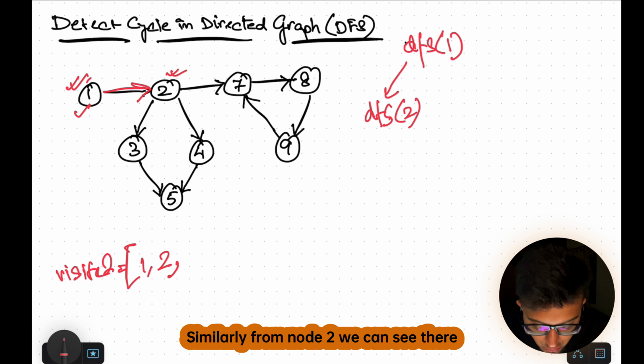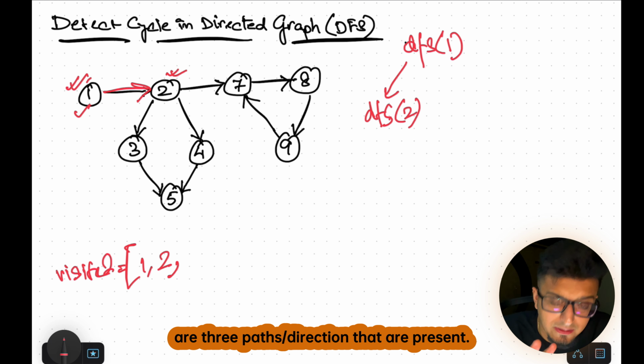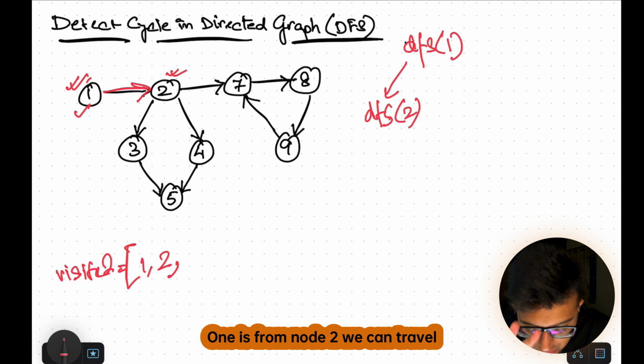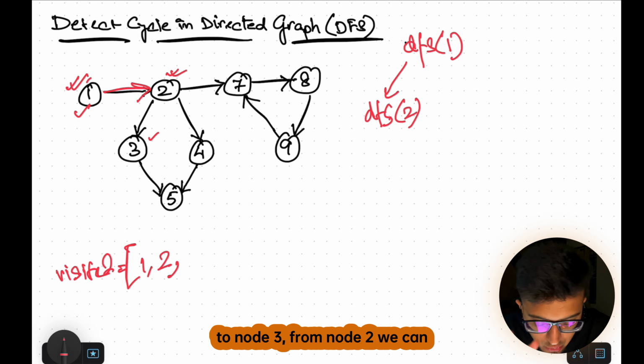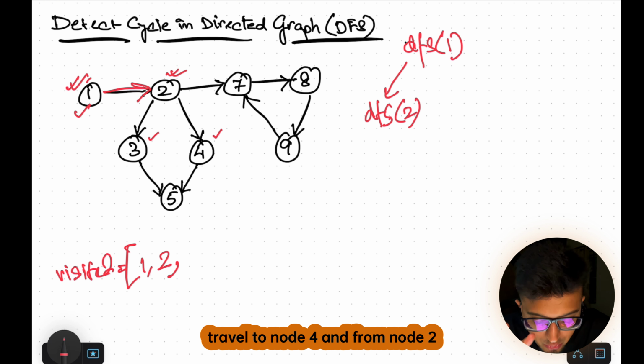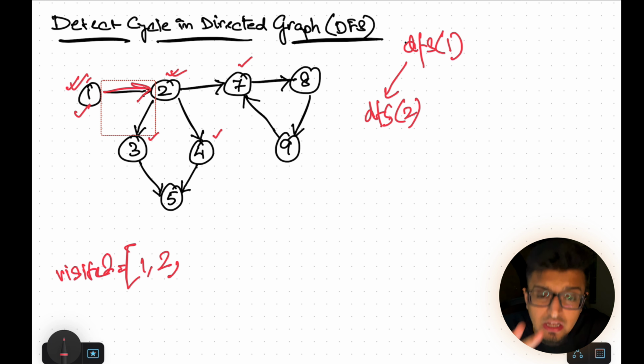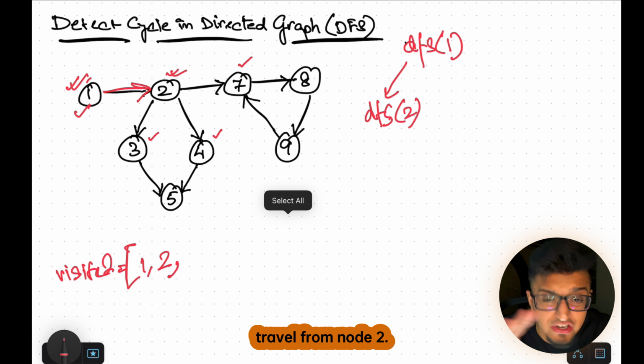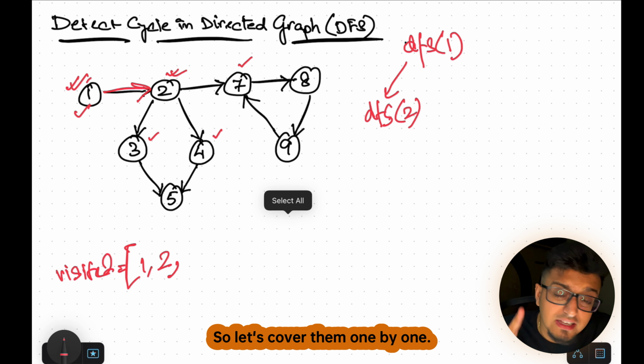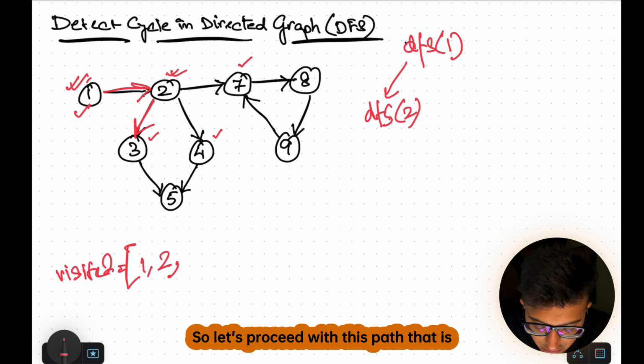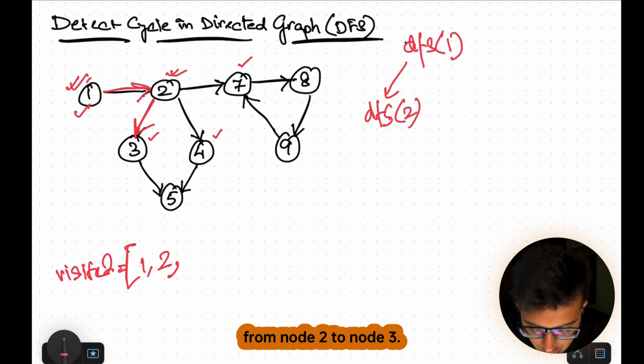Similarly, from node 2, we can see there are three paths present. From node 2, we can travel to node 3. From node 2, we can travel to node 4. And from node 2, we can travel to node 7. So there are three paths where we can travel from node 2. Let's cover them one by one. Let's proceed with this path, from node 2 to node 3.